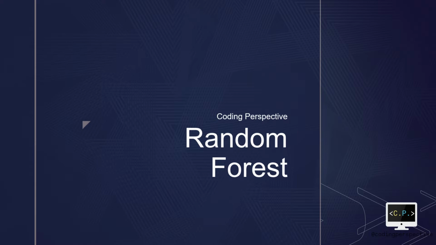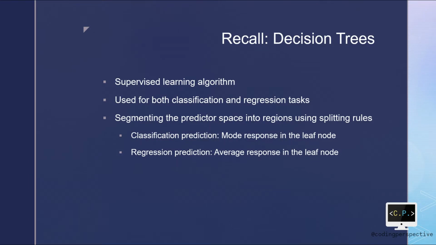Let us start. We start with recalling the decision tree method, since the random forest is built on decision trees. Decision trees are supervised learning algorithms where they are used for both classification tasks and also regression tasks. The method segments the predictor space into regions using splitting rules. At the end of the segmentation, you obtain many regions and you will use these regions to make predictions.